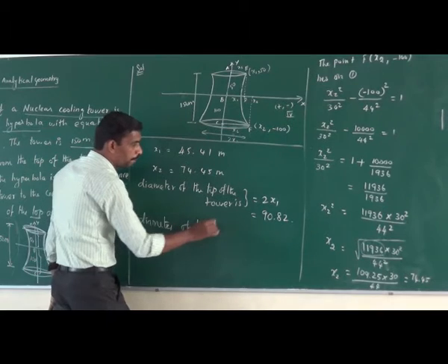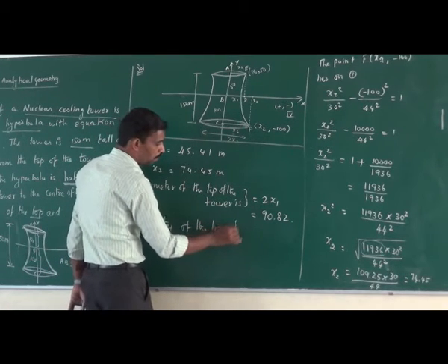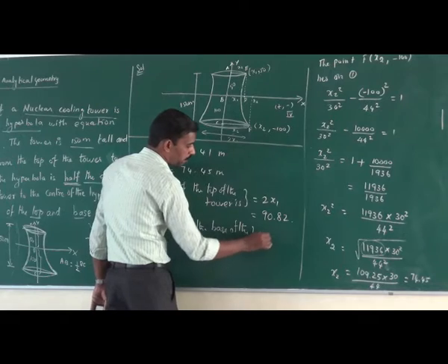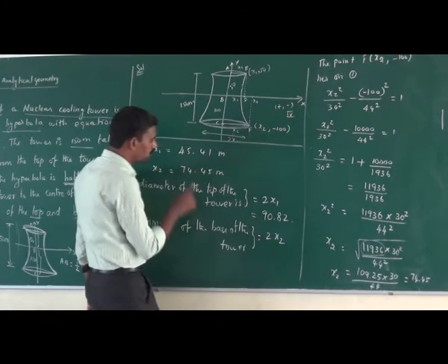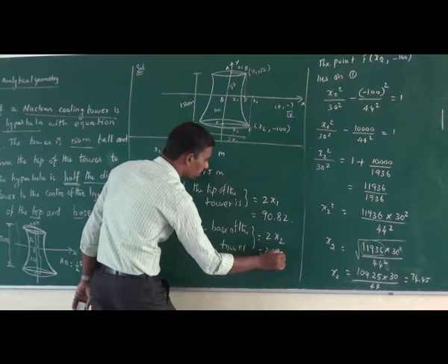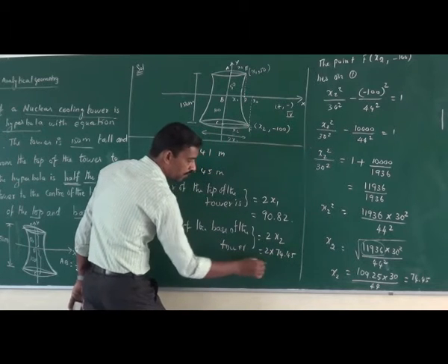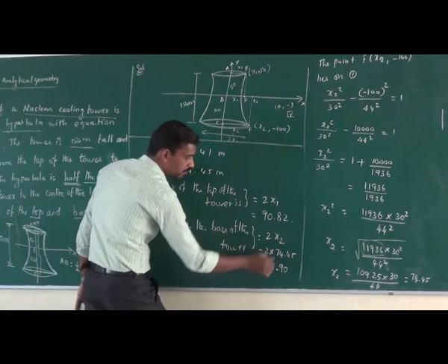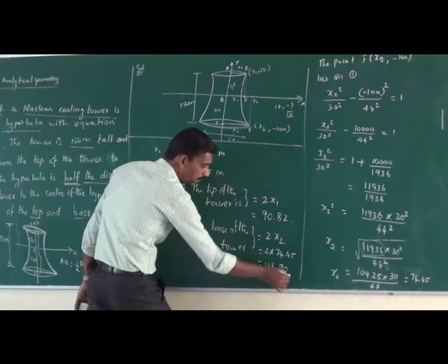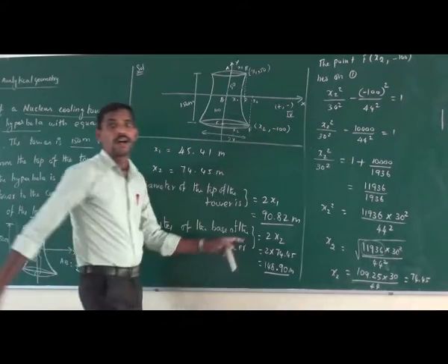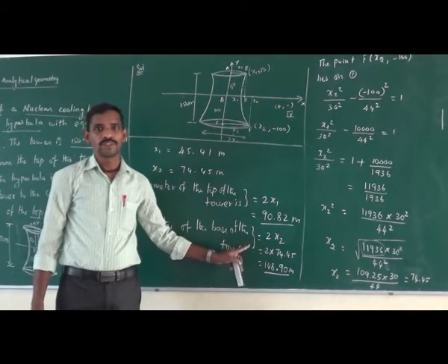Next, diameter of the base of the tower. Base of the tower is nothing but 2 into x2. What is x2 value? 74.45. So 2 into 74.45. So 45 is a 90. 4 2s are 8, 7 2s are 14. So 148.90 meter. So this is nothing but the required diameter of the question.